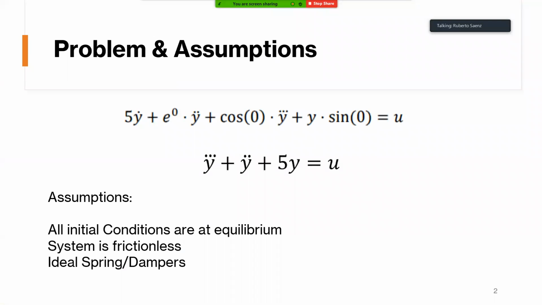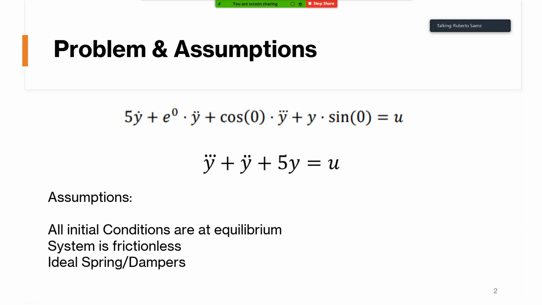The problem we were given is this: 5y dot plus e to the 0 y double dot plus cosine 0 y triple dot plus y sine of 0 equals u. Our assumptions are all initial conditions are at equilibrium. The system is frictionless and it will use ideal springs and dampeners.